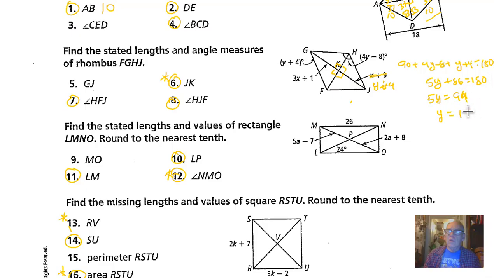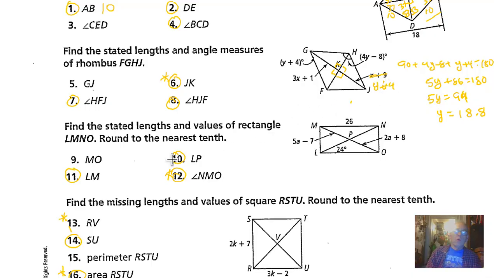So y is going to be 18. We give 90. And 4/5 is 0.8. So 18.8 is what we get for y. And let's see, we might be able to find all the angle measures with that.